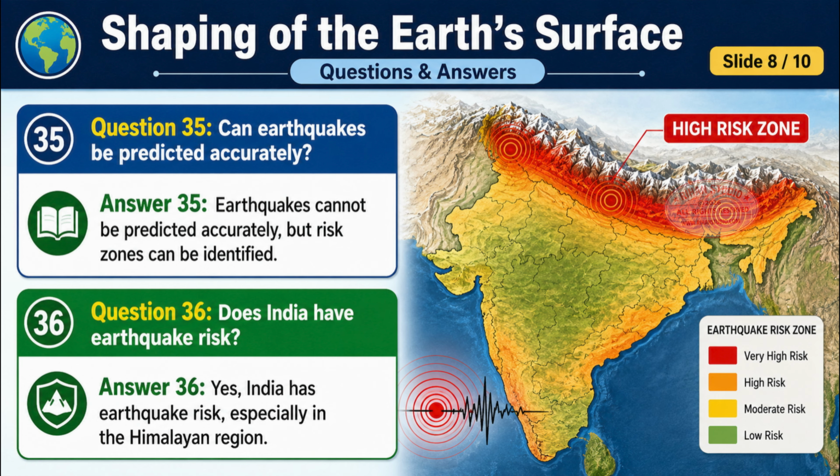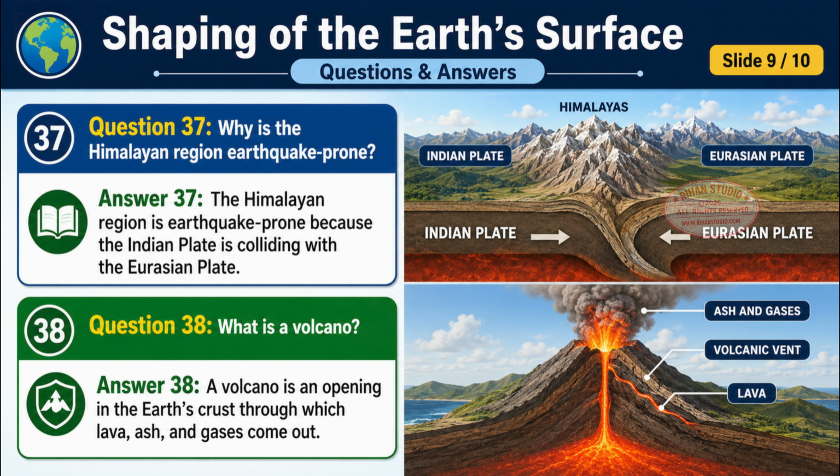Question 36. Does India have earthquake risk? Answer 36. Yes, India has earthquake risk, especially in the Himalayan region. Question 37. Why is the Himalayan region earthquake-prone? Answer 37. The Himalayan region is earthquake-prone because the Indian plate is colliding with the Eurasian plate.